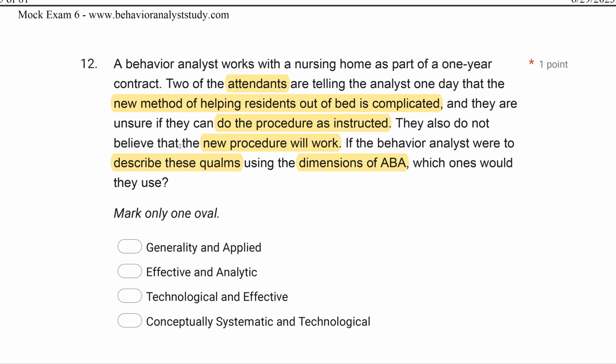Second, they do not believe the new procedure will work. And that one's a little more obvious. What is our dimension talking about? Will a procedure work or not? Well, effective.